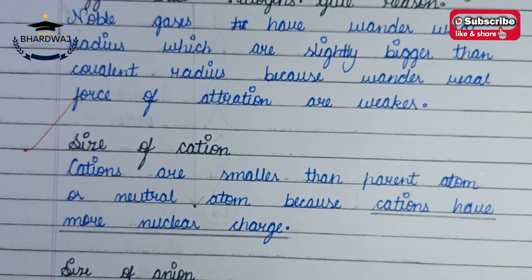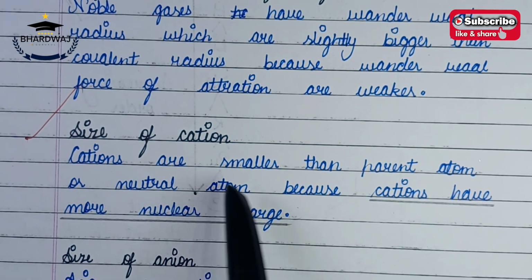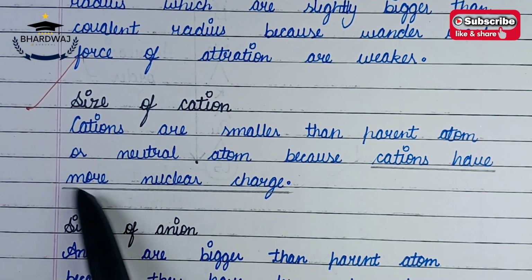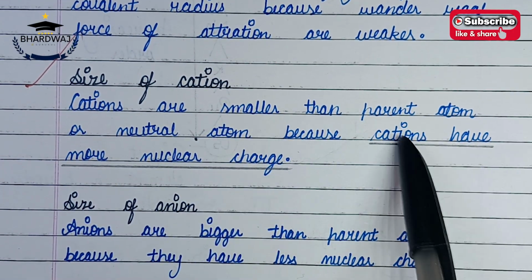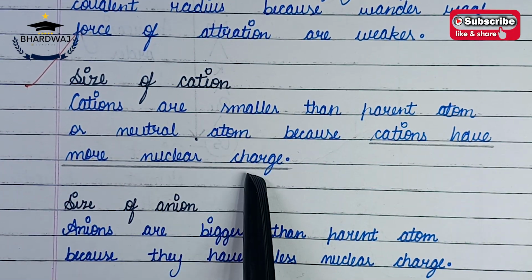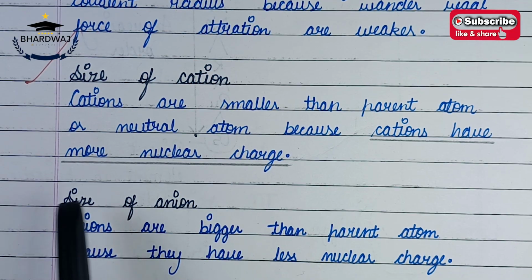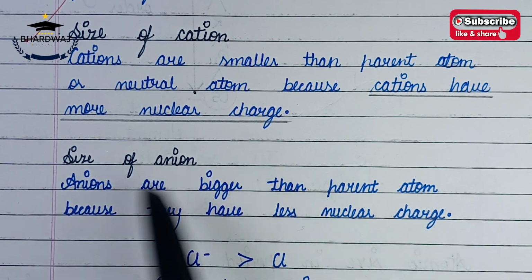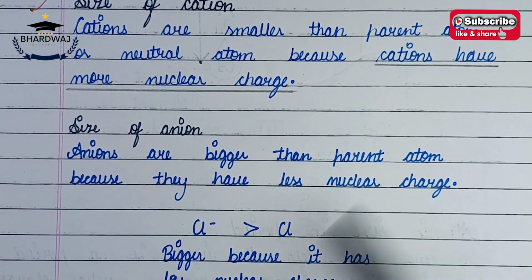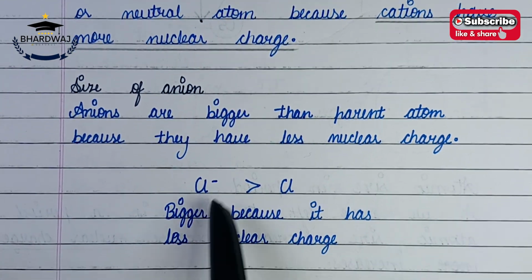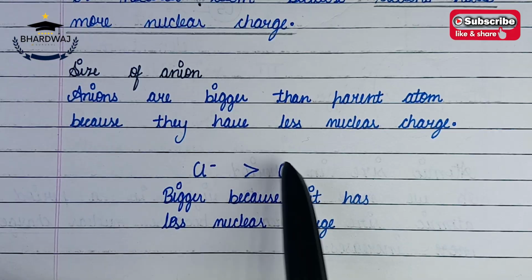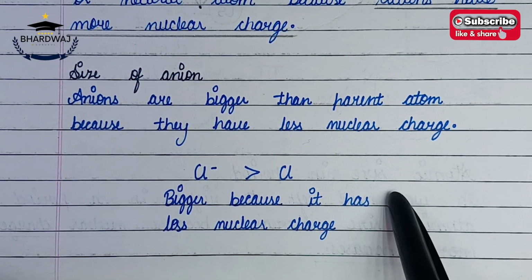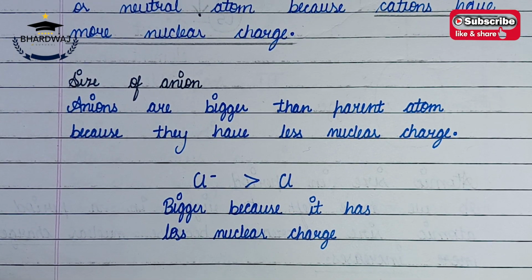Now let's talk about size of cation. Cations are smaller than parent atom or neutral atom because cations have more nuclear charge. Now let's talk about size of anion. Anions are bigger than parent atom because they have less nuclear charge. Example, Cl negative is greater than Cl neutral. Bigger size because it has less nuclear charge.